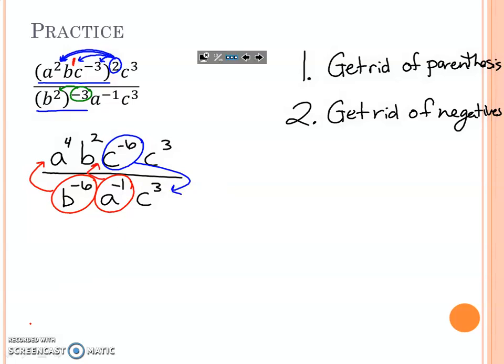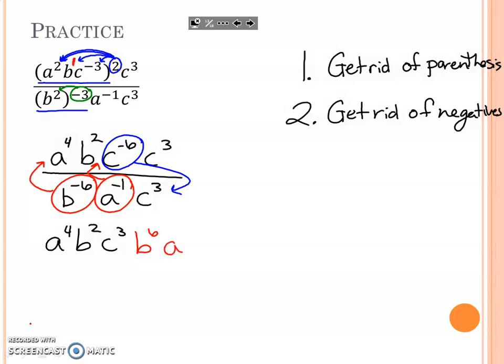So my step 2 is to get rid of my negatives. So now I'm going to move all of my negatives around. I've got an a to the 4th, b squared, c cubed. Now I also have a b to the 6th and an a to the 1st power. On the bottom, I have a c cubed, and then I have a c to the 6th that joined it.